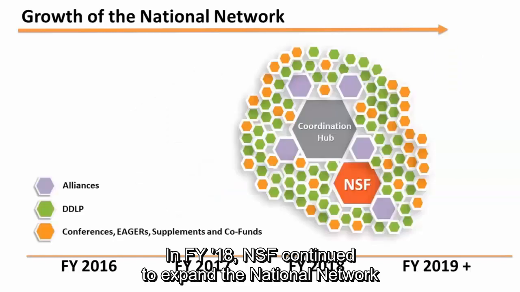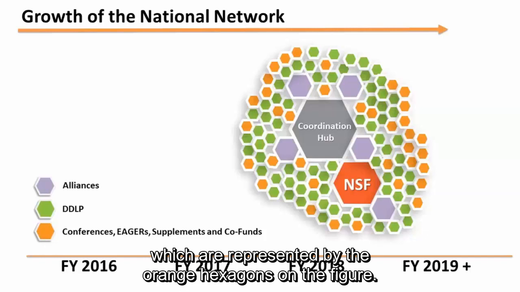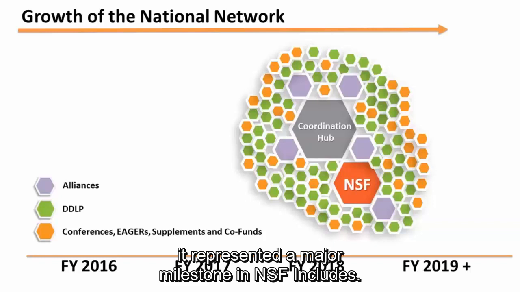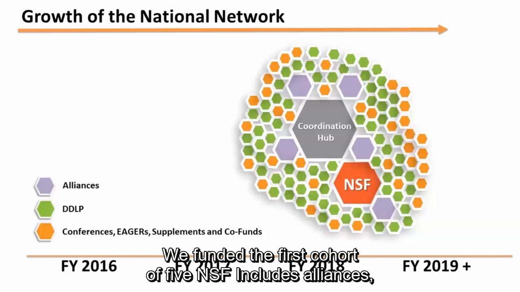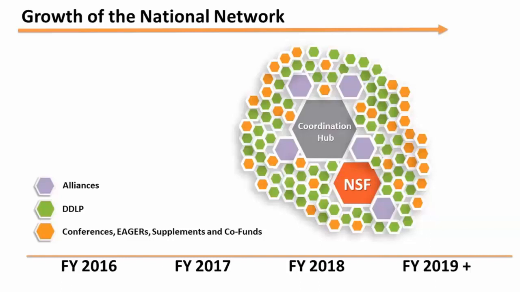In FY 18, NSF continued to expand the national network by funding conferences, along with EAGERs and supplements, which are represented by the orange hexagons on the figure. Fiscal year 2018 represented a major milestone in NSF INCLUDES. We funded the first cohort of 5 NSF INCLUDES alliances, which are represented by the purple hexagons on this figure.